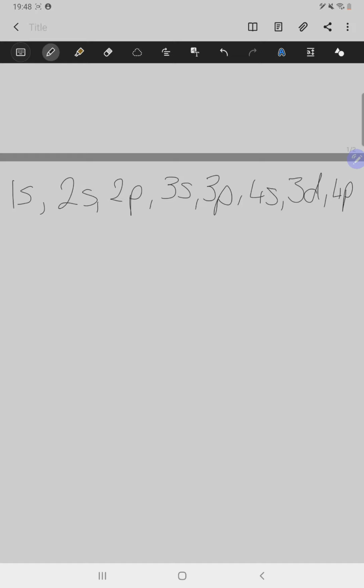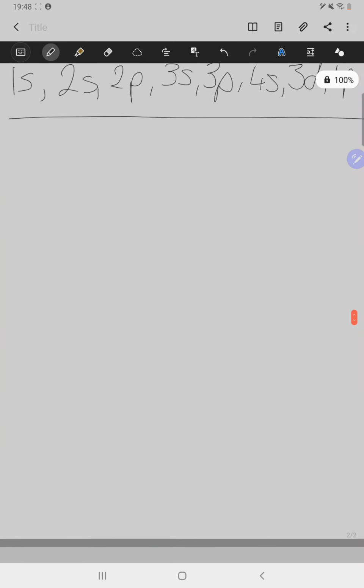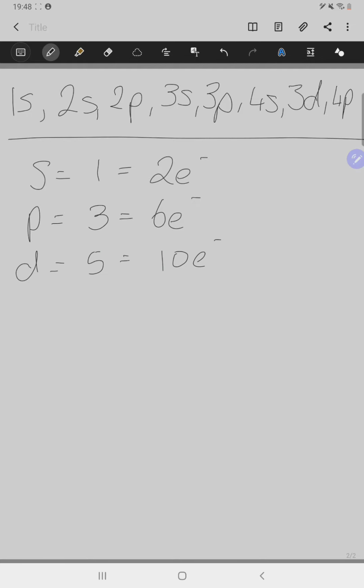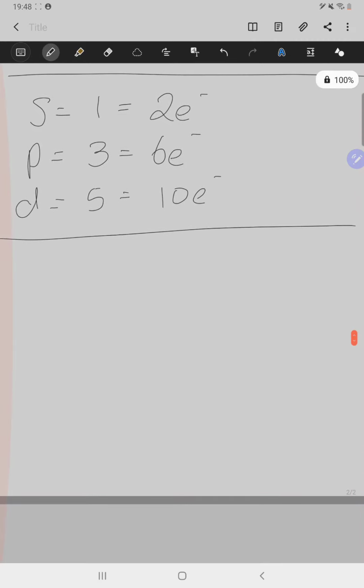So the 4s sublevel comes before the 3d sublevel as it is lower in energy, and so following the Aufbau principle, the lower energy one will come first. It's also important to take note of how many electrons can go into any of the sublevels. So the s sublevel has one orbital, so it can hold a maximum of 2 electrons. The p sublevel has 3 orbitals, so it can hold a maximum of 6 electrons. And the d sublevel has 5 orbitals, so it can hold a maximum of 10 electrons, as each orbital is only able to hold 2 electrons each.